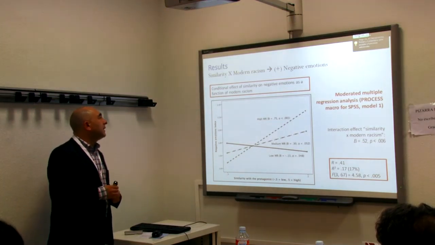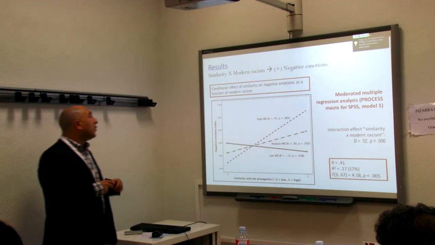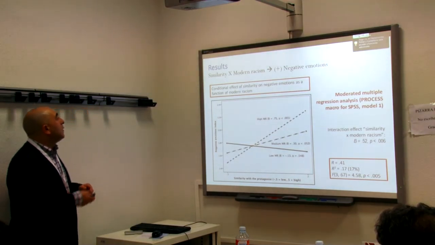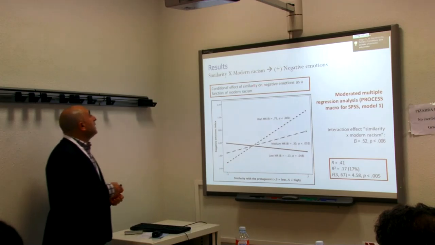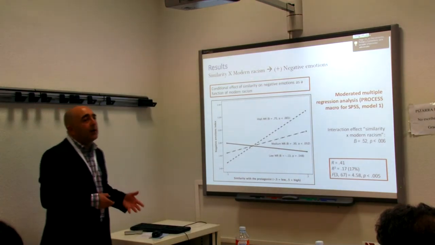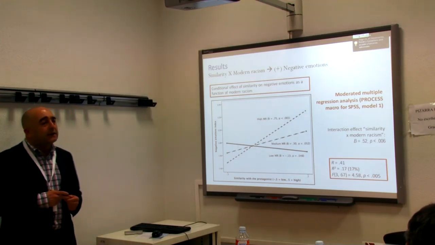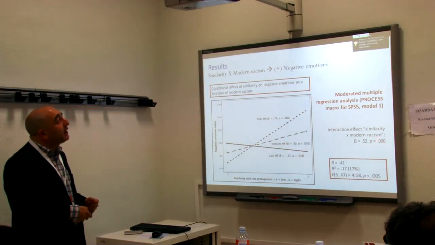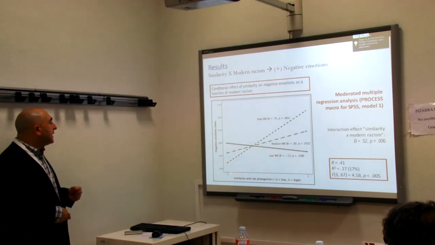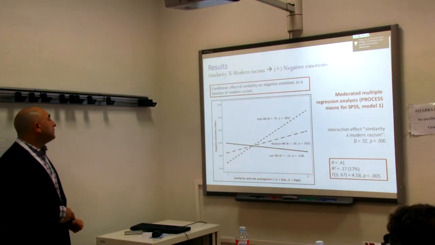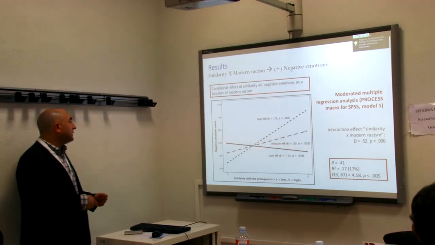As I said before, similarity has an effect on negative emotion. For this reason, we try another moderation model, in which we include modern racism as a moderator to try to contrast if this variable, in fact, was a moderator variable in the relationship between similarity and negative emotion. And in this case, we found a significant interaction effect between similarity and modern racism. And in this figure, you can see the different relationship between similarity and negative emotions depending on the level of modern racism. In this case, for example, this is a very important result, in my view.